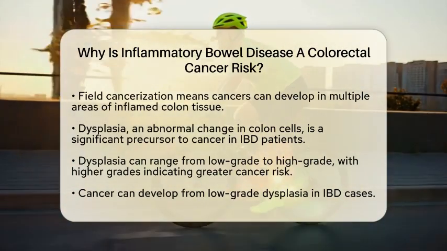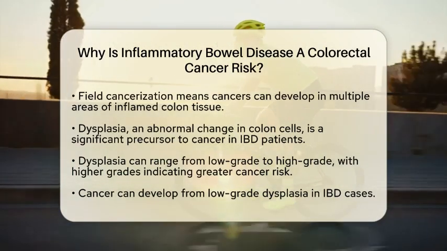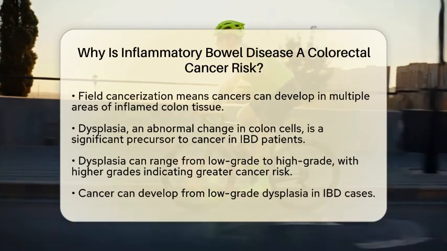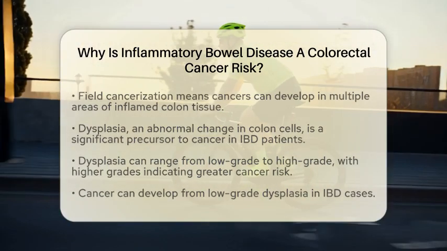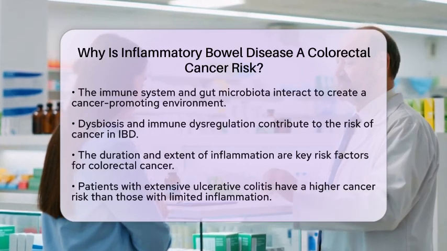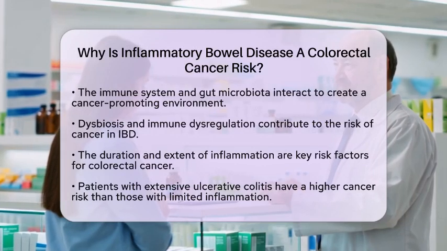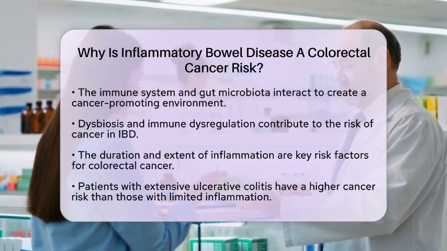The immune system and gut microbiota also contribute to cancer development. The interaction between immune cells, the gut microbiome, and colon epithelial cells can create an environment that fosters cancer. Dysbiosis, or an imbalance in gut bacteria, along with immune dysregulation, can promote this carcinogenic environment.